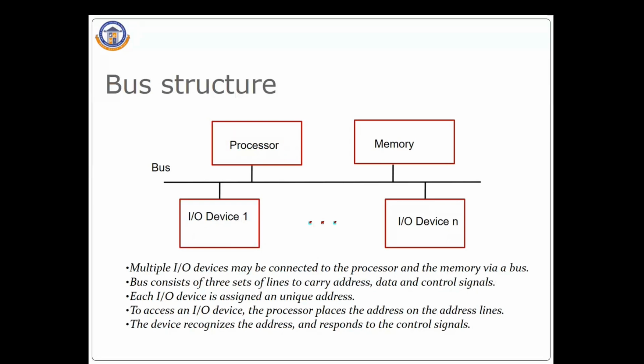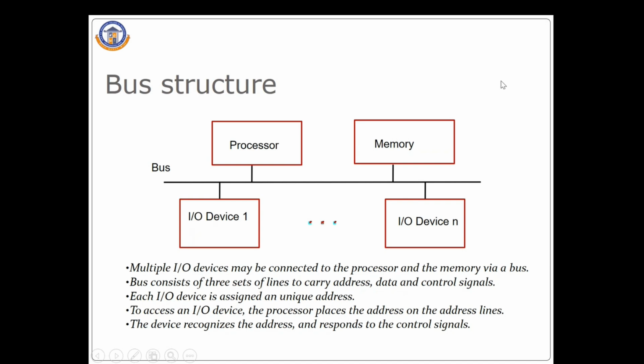As I said, we have to transfer the data between the processor and the I/O device. So via the memory, we will be transferring the data. We can connect more than one I/O device to the processor. And the work of the bus is to transfer the data between these units.